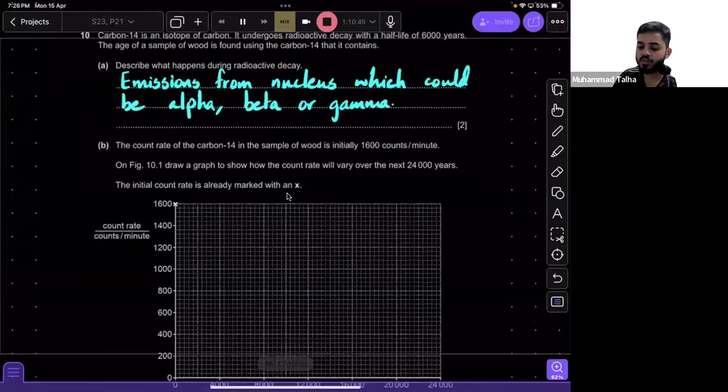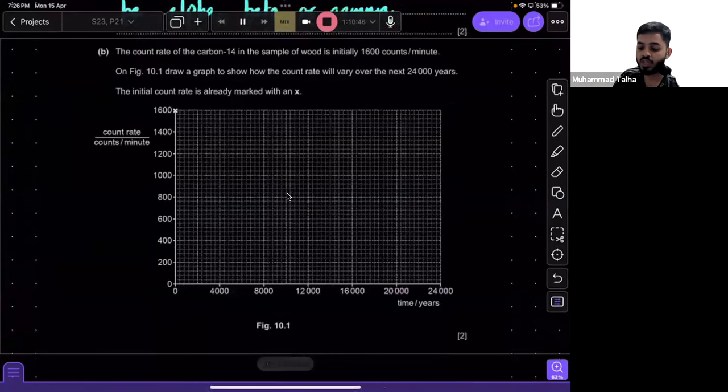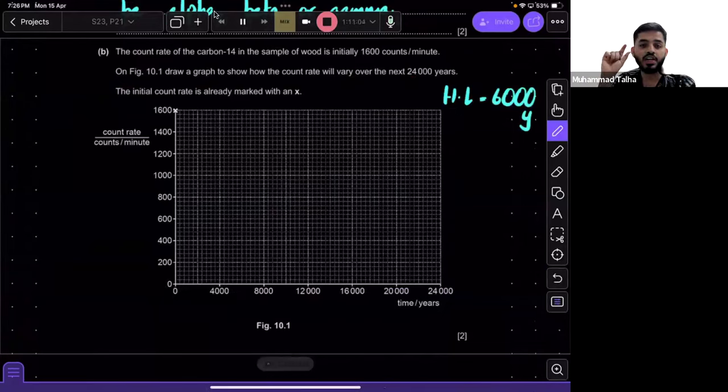Part B, count rate of the carbon-14 is initially 16,000 counts per minute. On 10.1, draw a graph to show how the count rate will vary over the next 24,000 years. As we were told above, the half-life is 6,000 years. Just as the number of radioactive nuclei or atoms will decrease, exactly the same way the count rate is also going to change. So if it's initially 1600, then after one half-life, which is 6,000, it's going to get halved. So then it's going to be this much.